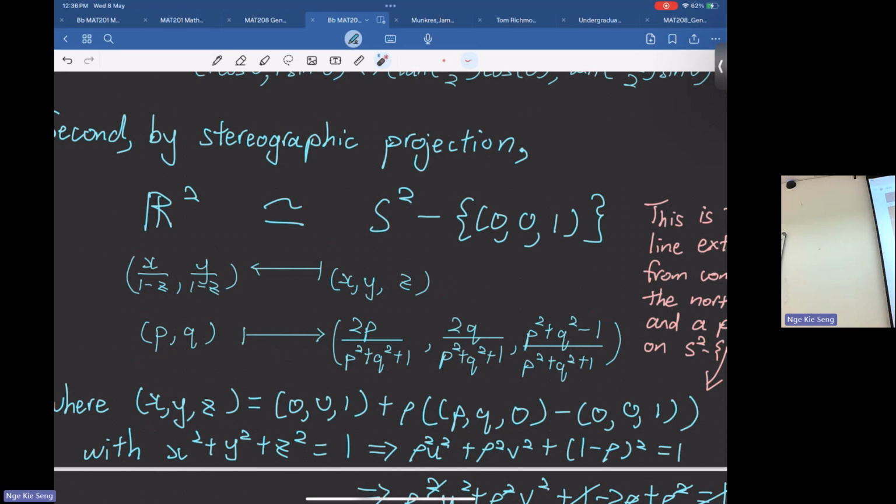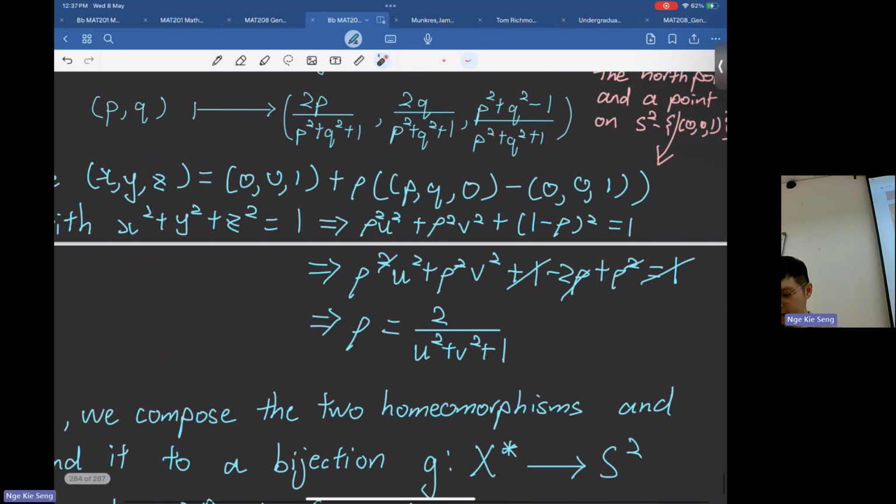So the main point actually is this line: forming the line going from the North Pole to a point on the sphere and then intercepting the R2. To find this point is to solve this. Solve what is rho, what is P, what is Q, and then you will get this. And solve what is X, Y, Z, depending on which way you are coming from. You need to assume one and then solve one. Okay, you can go and work it out.